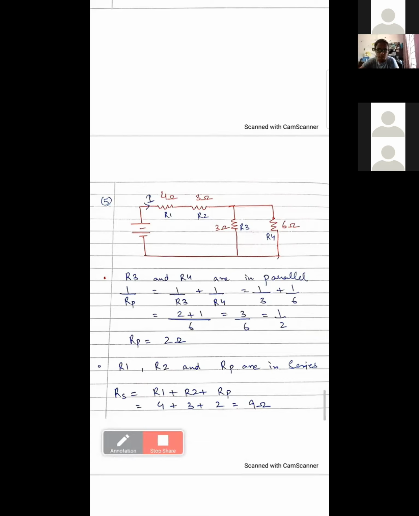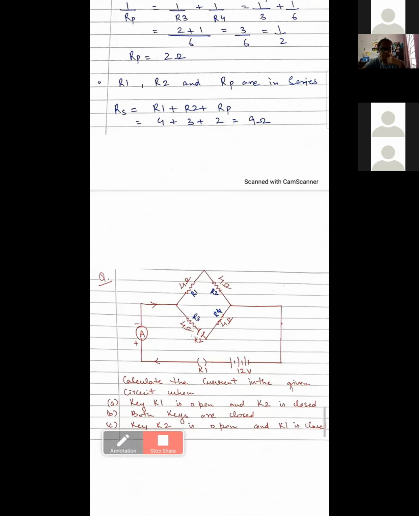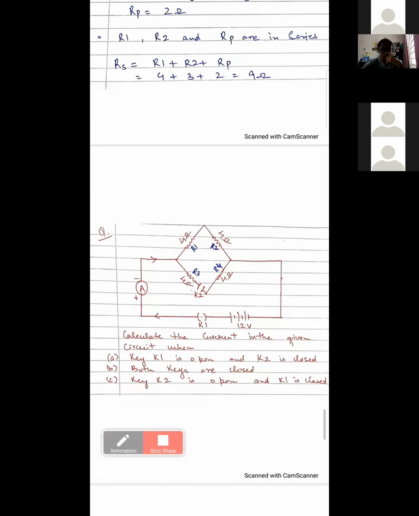Is this clear? So now you're able to calculate all the combination resistances. How to calculate? Got it? Any doubt, anyone? This time, they have connected the switches also. So calculate the current in the given circuit when first K1 is open and K2 is closed.